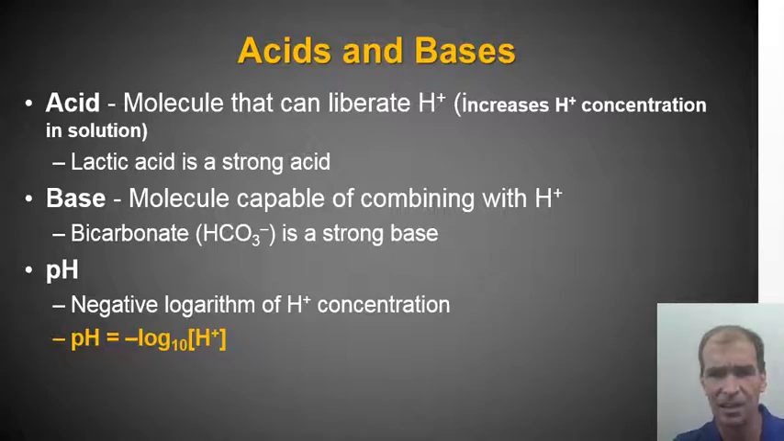And this scale, again, is not linear. It's a scale that's exponential. So if you have something that's a 10 on the pH scale, that's exponentially stronger than a 9, which is exponentially stronger than an 8.